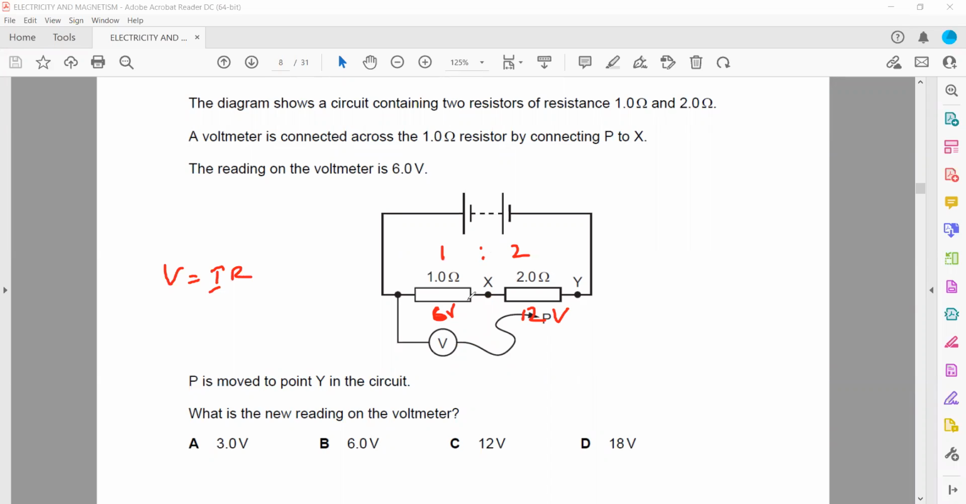So when we connect P to Y, what will be the reading on the voltmeter? The reading on the voltmeter will be 18, because 6 volts here and 12 volts here. So the total reading will be 18.